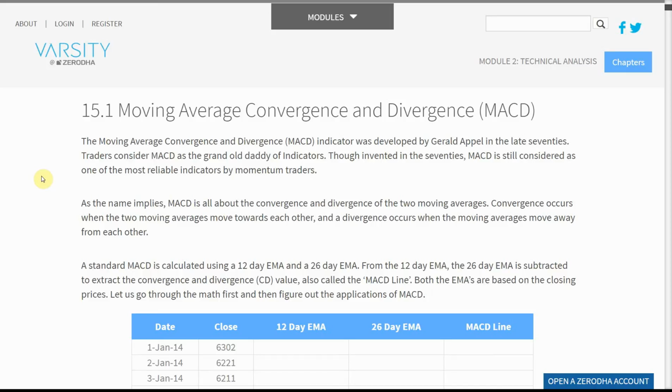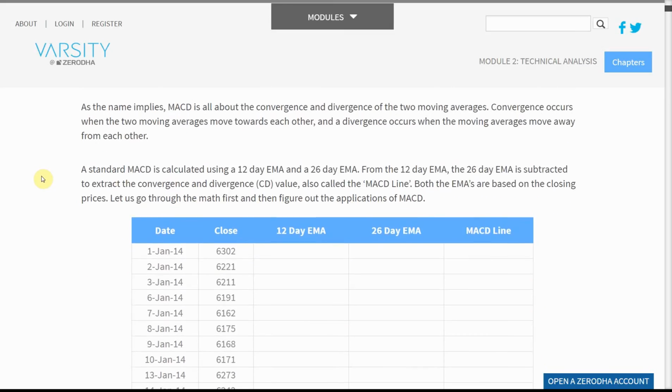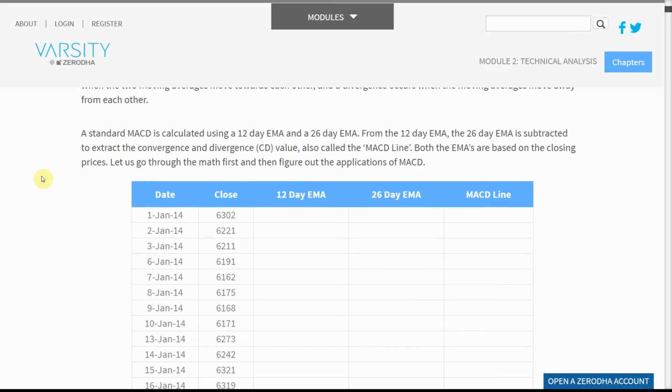As the name implies, MACD is all about the convergence and divergence of two moving averages. Convergence occurs when the two moving averages move towards each other, and a divergence occurs when the moving averages move away from each other. A standard MACD is calculated using a 12-day EMA and a 26-day EMA. From the 12-day EMA, the 26-day EMA is subtracted to extract the convergence and divergence value, also called the MACD line. Both the EMAs are based on the closing prices.